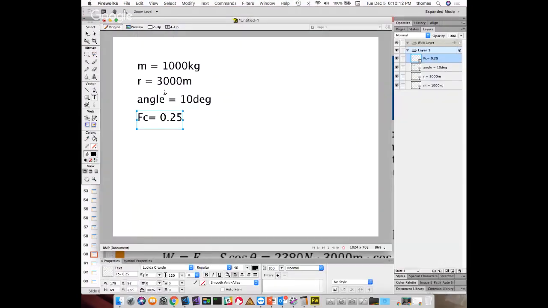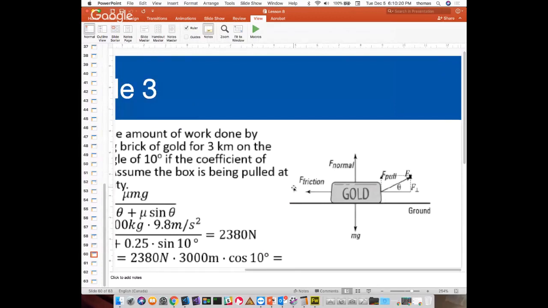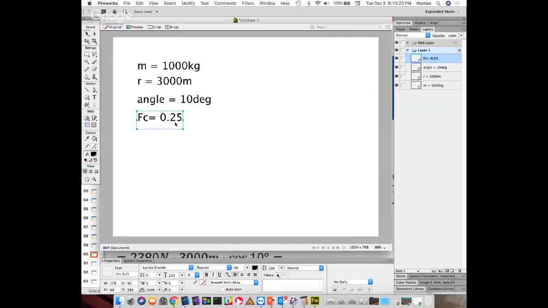Then what we want to figure out is the total force of friction. If you look at the diagram, that's this part here, F friction. To figure out friction, we take the coefficient of friction multiplied by the normal force. We don't know the normal force, but we can figure that out.